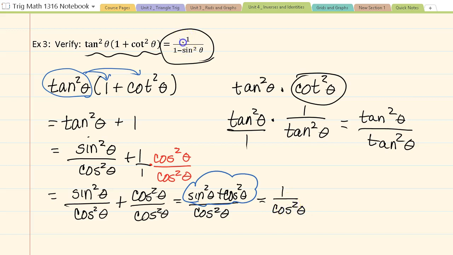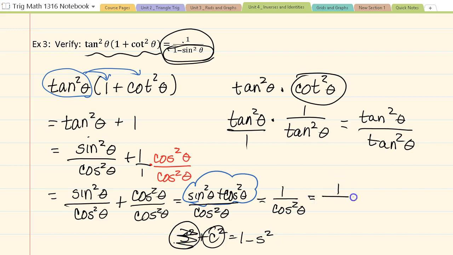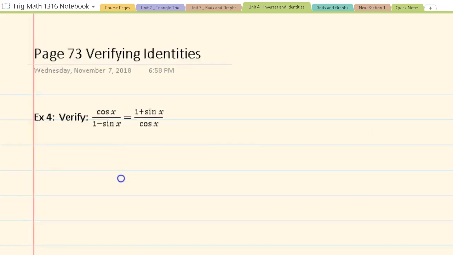Well, we have the 1 over, but how are we going to get that 1 minus sine squared? Well, we're going to go back to our Pythagorean identity that says sine squared plus cosine squared is equal to 1. I want cosine squared because I want to change the name of it. So I'm going to subtract sine squared from both sides. So that means I can write this as 1 over, and then instead of writing cosine squared theta, I'm going to write 1 minus sine squared theta. And that's exactly what we were looking for.